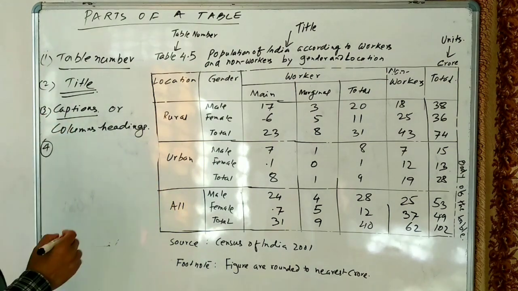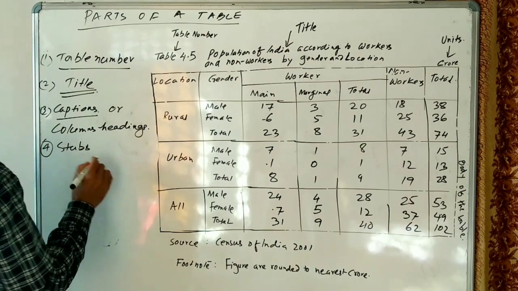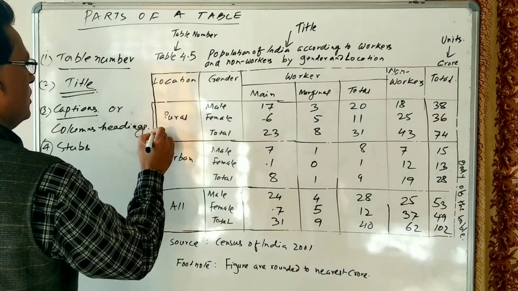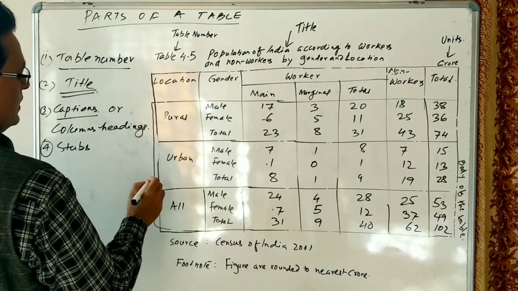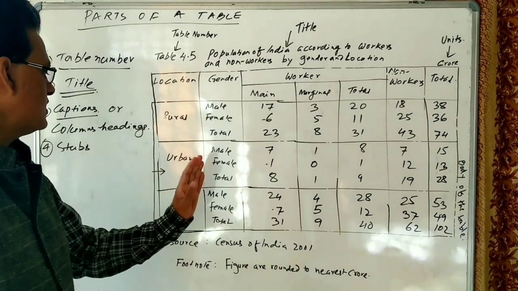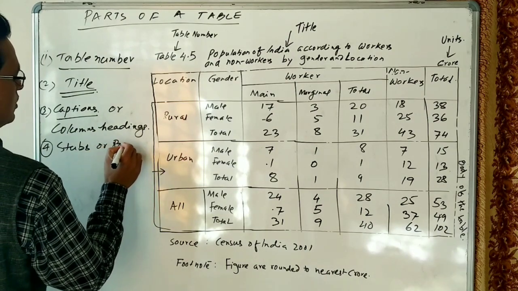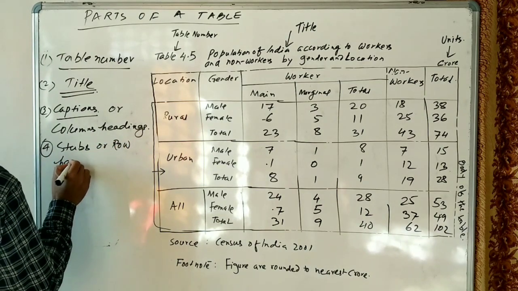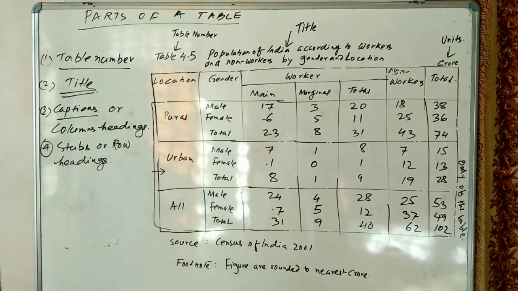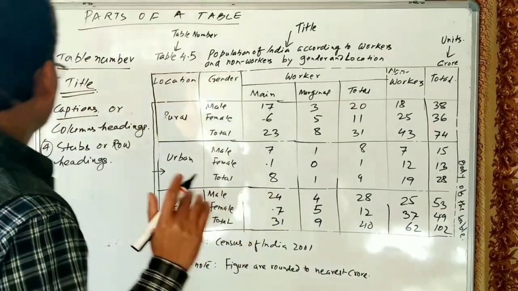Then the fourth part of a table is stubs. Let us see, this is stubs. This means row headings. So row headings are known as stubs. So stub is also an important part of a table.